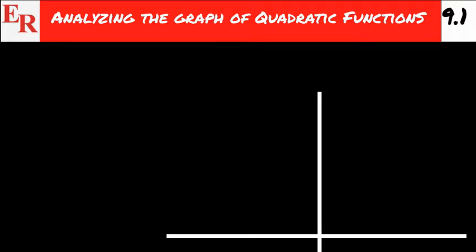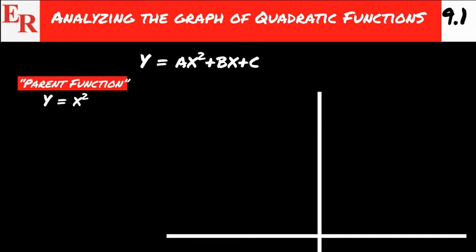In these notes, we're going to reinforce what you learned in 9.1 on analyzing the graph of quadratic functions, which are those of the form y equals ax squared plus bx plus c. You first graphed what's called the parent function. The parent function is when a is 1 and b and c are both 0.